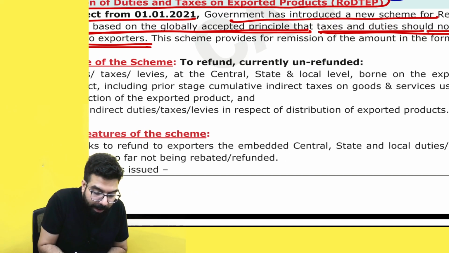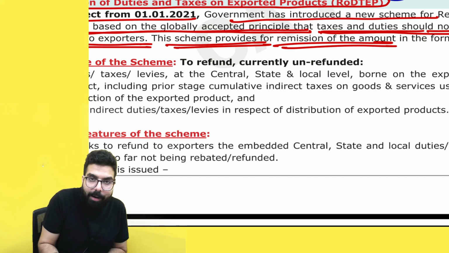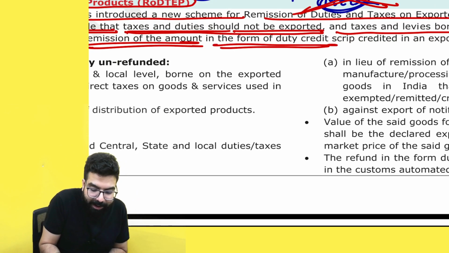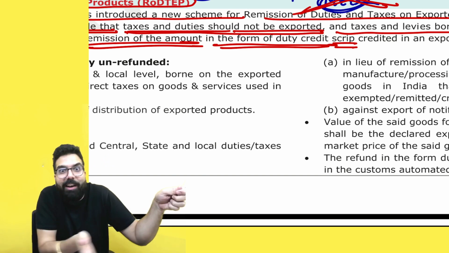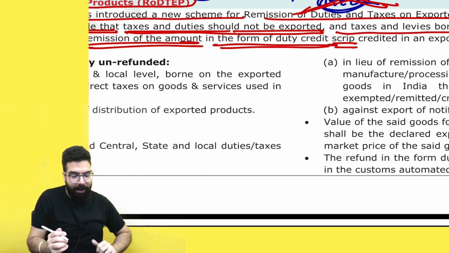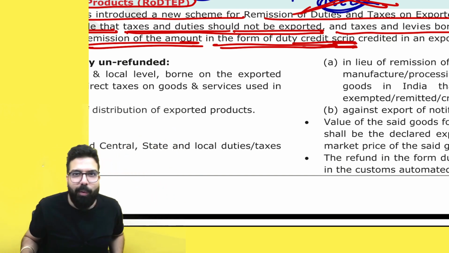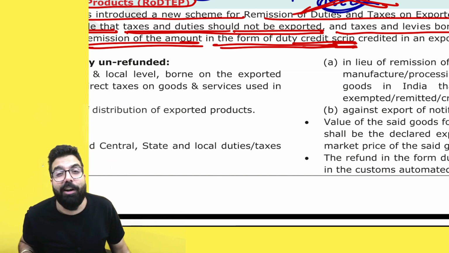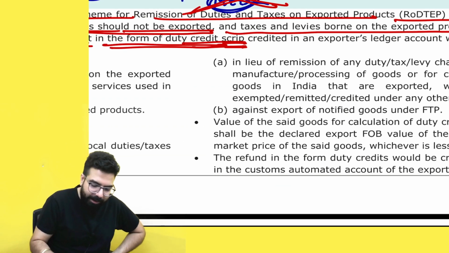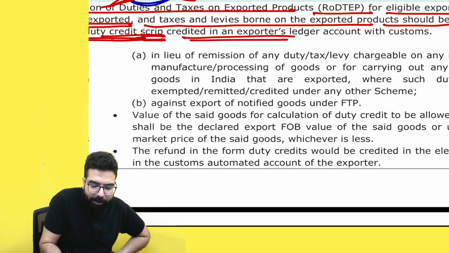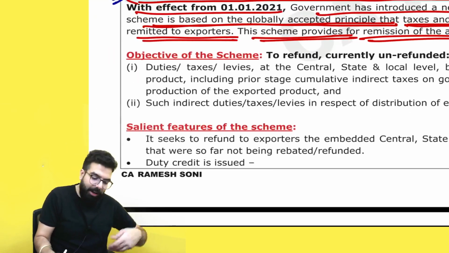They are saying this scheme provides for remission of the amount in the form of a duty credit scrip. You will be given a duty credit scrip, vouchers which you can use to pay your basic customs duty later. And the duty credit scrip will be put in your duty credit ledger, which will be maintained on the ICEGATE portal. They are saying it will be credited to the exporter's ledger account with customs. Okay, sir, the point is clear.